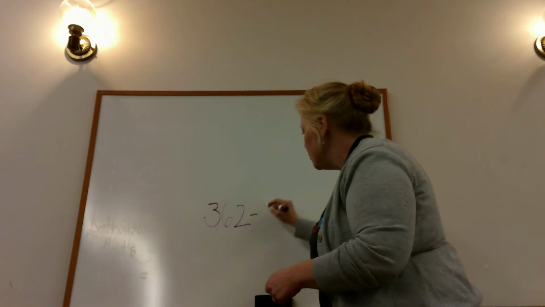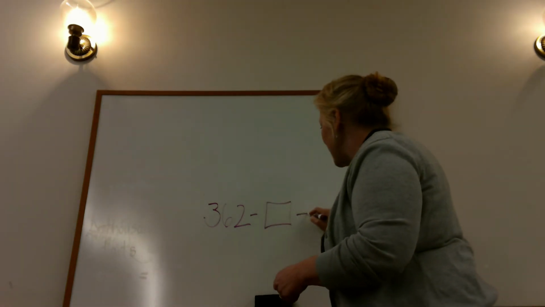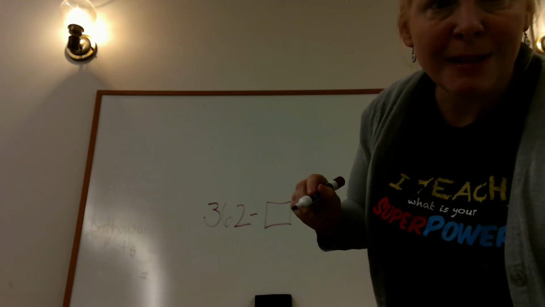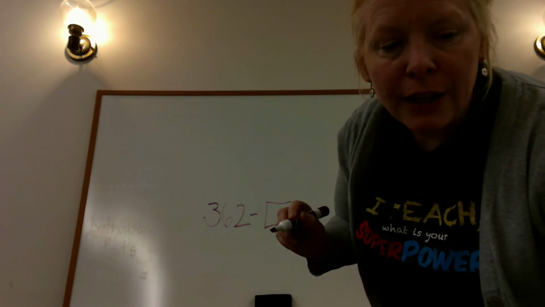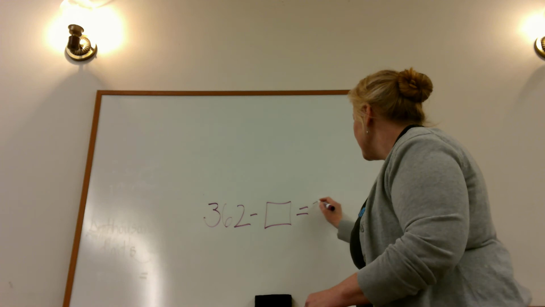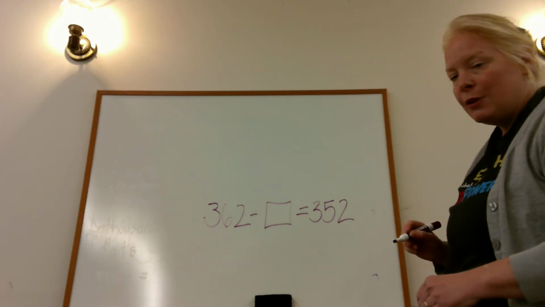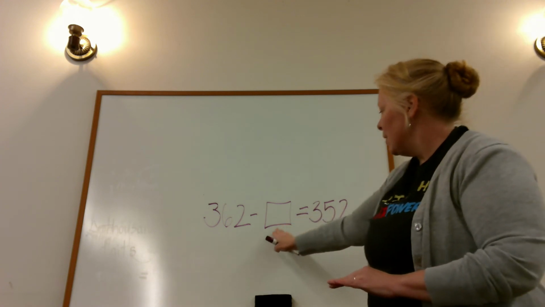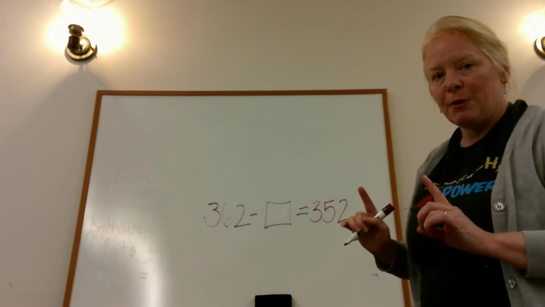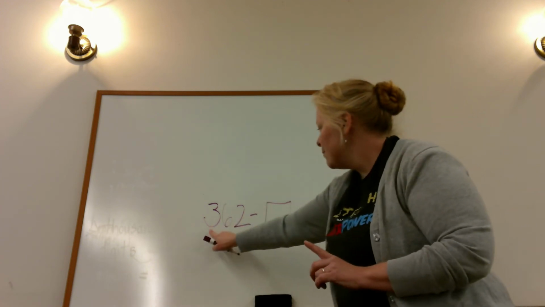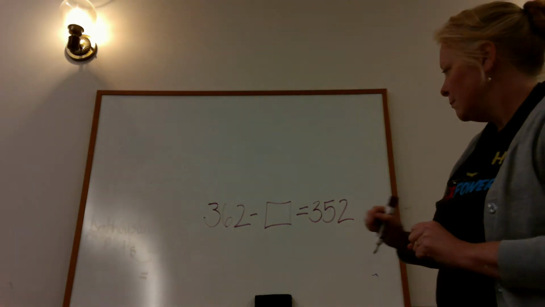And 62 minus, and then they give us this box. Okay, making sure I copied it correctly because teachers make mistakes too. Equals 352. Okay, so in order to do this problem and figure out what goes here, I'm going to look at these two numbers for a minute. This digit in both of these numbers is the same, okay?